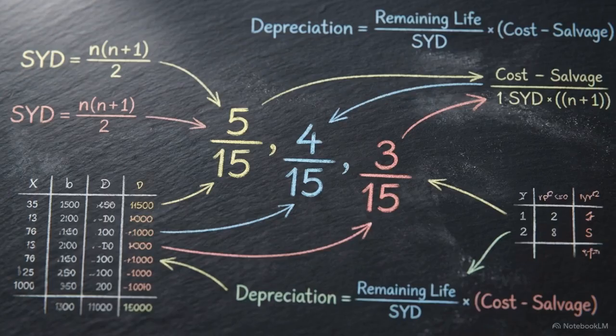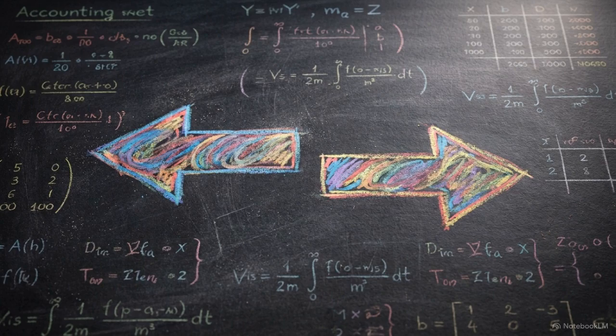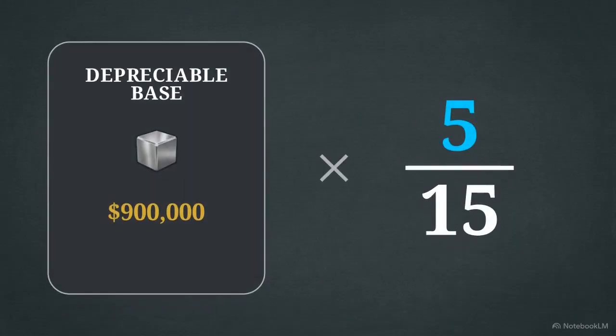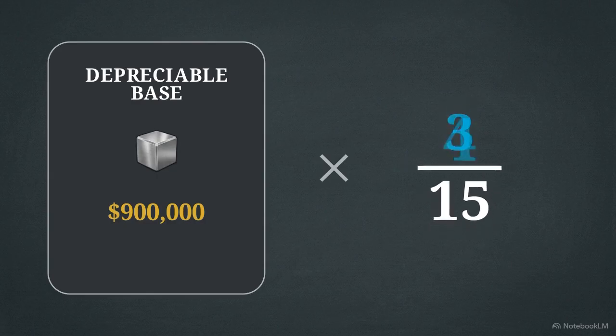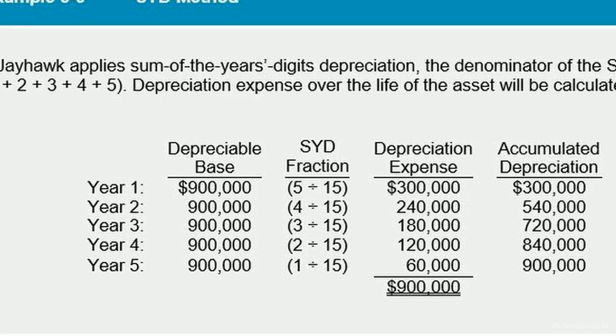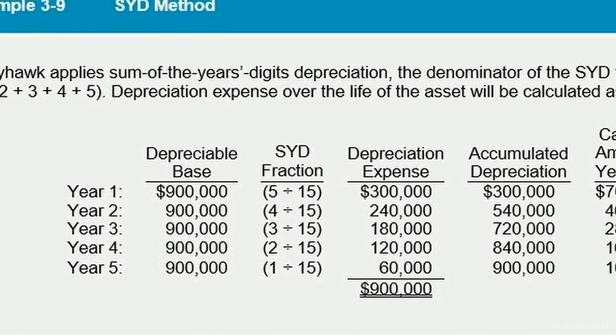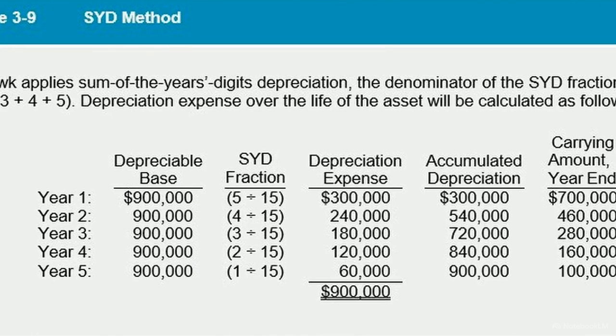The alternative accelerated method is sum of the year's digits, or SYD. Its mechanical rule is the exact inverse of DDB. Instead of applying a constant rate to a declining balance, SYD applies a declining fraction against a constant base. This table demonstrates a return to standard capitalization rules. The depreciable base column is locked precisely at $900,000 for all 5 years, properly deducting the salvage value from the very beginning. The acceleration is handled entirely by the fraction.